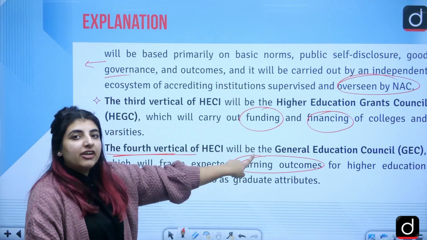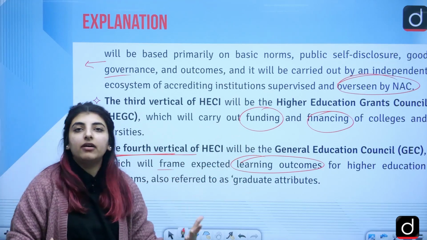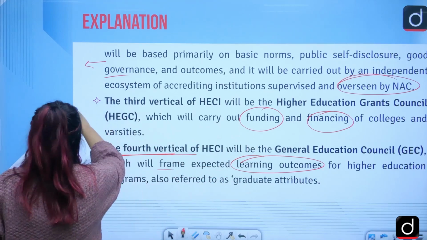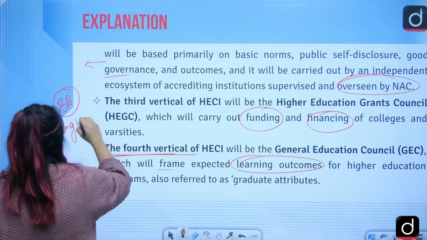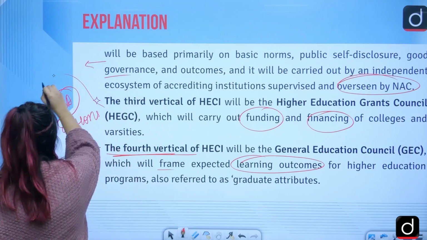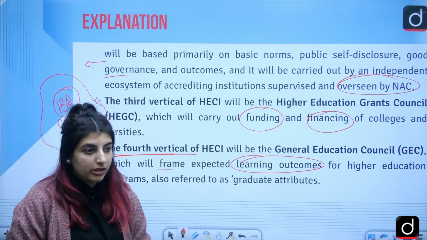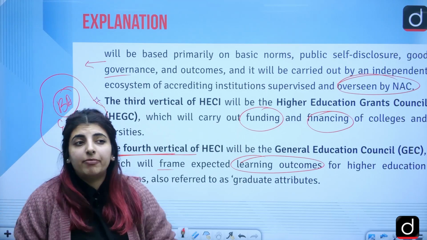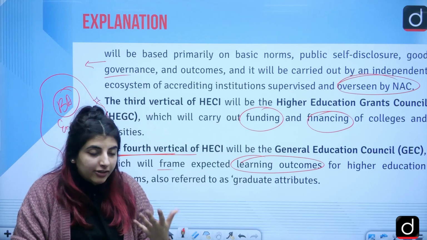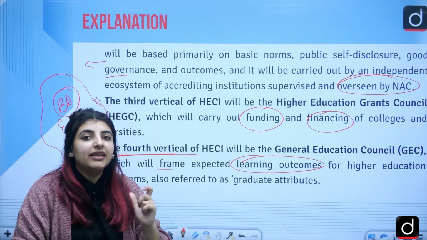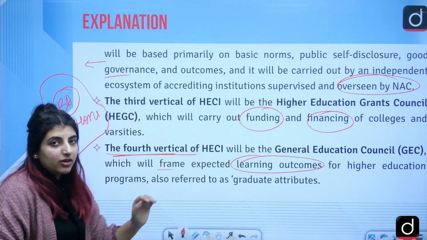So anything related to general education, the higher education part, and the expected learning outcomes. If a person does BA English Honours, by the end of the program, what will he or she be knowing? Will they be aware of Shakespeare? Will they be aware of Milton? Will they be aware of Ben Jonson, Christopher Marlowe, etc., right? So all these things which are related to a particular set in the general education part will be talked about in the General Education Council.